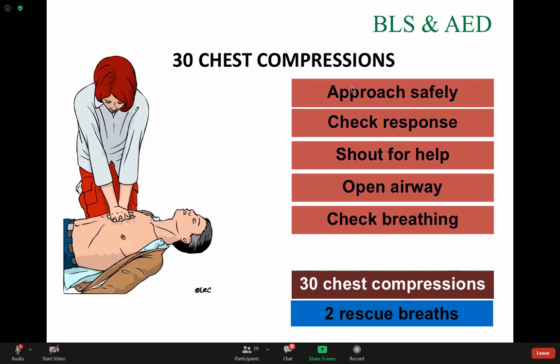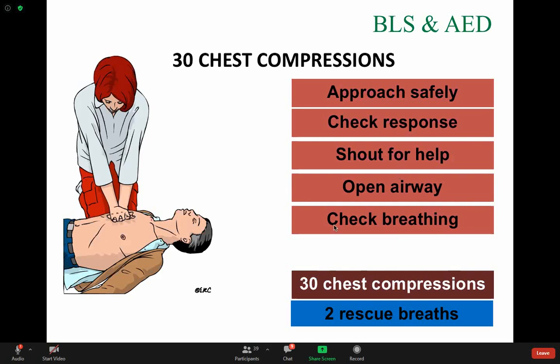Chest compressions. So how many chest compressions are you gonna give? For adults, it's gonna be 30 compressions. And how many breaths? It's gonna be 2 rescue breaths. So you're gonna count 1 to 30, 1, 2, 3, 4, up to 30 compressions, and then you're gonna stop. You're gonna give 2 rescue breaths, and then you're gonna continue giving the 30 compressions.